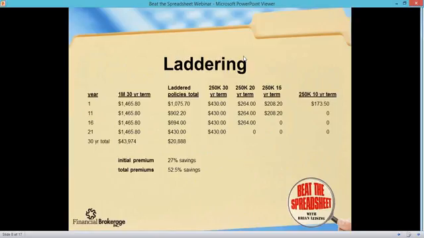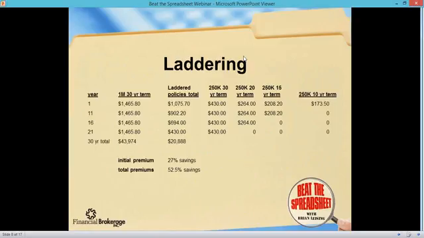And then year 21, our 20-year term drops off, and we're only paying $430 a year because that matches our client's need that we determined through some thorough fact finding. So when it's all said and done, our client pays $20,888 out of pocket instead of nearly $40,000. That works out to be over a 50% savings in premium.